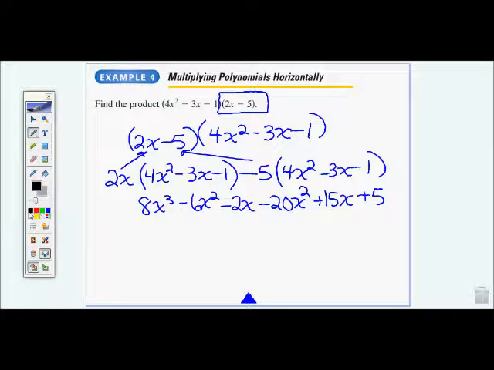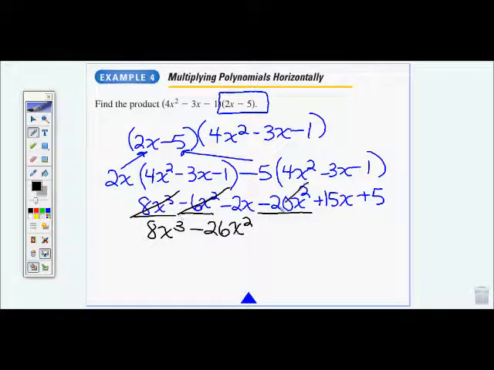Now in doing this, you're going to have one extra step here, and you're going to have to combine terms. I'm going to go to black so you can see the difference. This is my only cube term, so I'll go ahead and I'll put that down first, biggest degree. I have a negative 6x squared, and I have a negative 20x squared. So that's going to give me a negative 26x squared. I have two x terms. I have a negative 2x and a positive 15x. That's going to give me a positive 13x. And then I only have one constant term. That's going to be a positive 5.